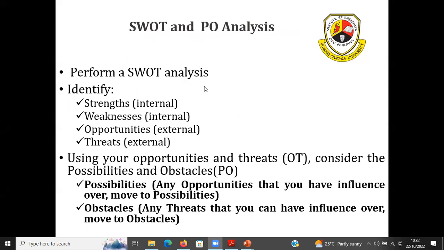Performing a SWOT analysis. The SWOT analysis is also fed by the first two steps, the internal evaluation and external evaluation. This is where you identify your strengths, weaknesses, opportunities, and threats. Use the opportunities and threats to consider possibilities and obstacles.